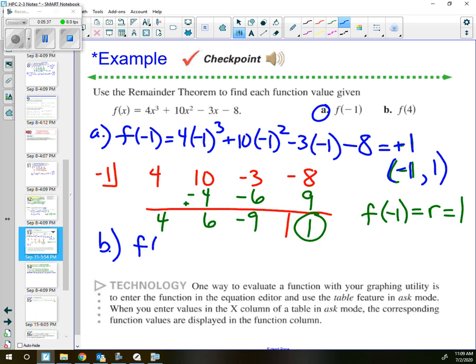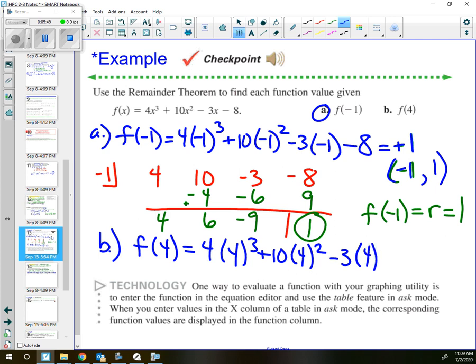Choose your method. You can either substitute the value in and do the arithmetic, so you can plug in the 4, or you can go ahead and do synthetic division to show what that answer is for that value. So go ahead and choose your methods.